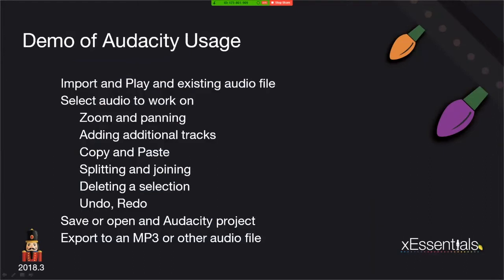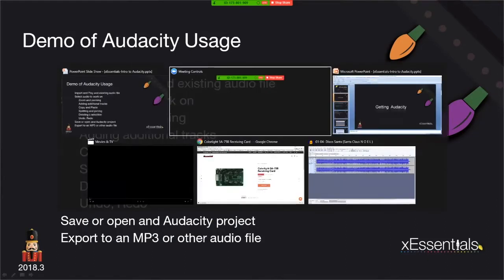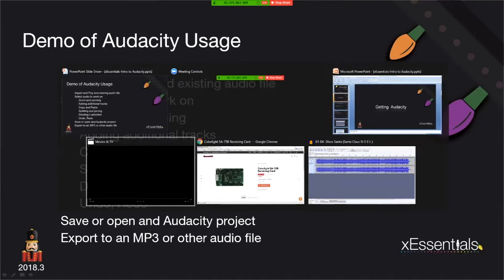What I'm going to do tonight is import and play an existing audio file, select some audio to work on, do some zooming and a little bit of panning, add additional tracks, do a copy and paste, do a split and join, delete a section, undo, redo, and then we're going to deal with saving and opening an Audacity project file, and lastly, exporting to an MP3 or other audio file. To do that, we're going to move over here to Audacity.